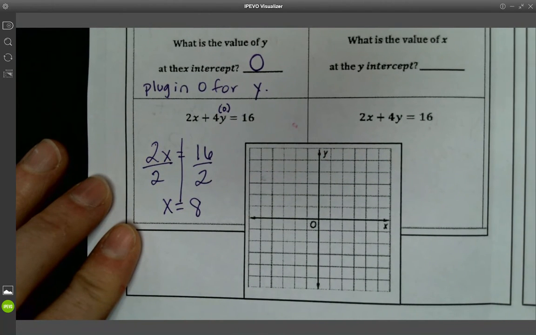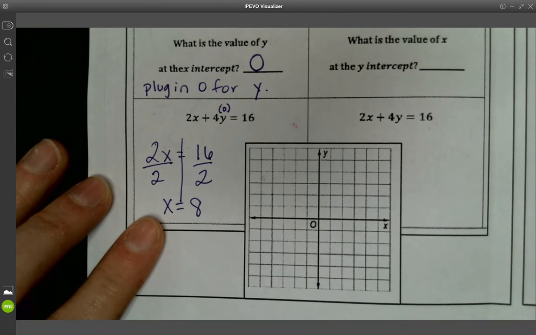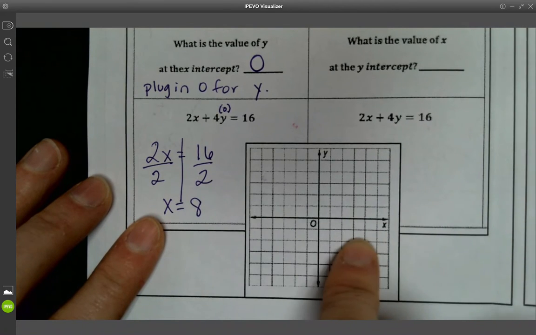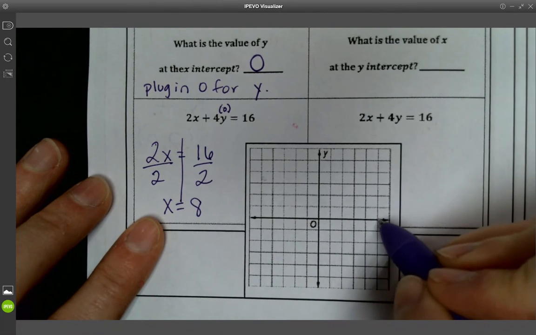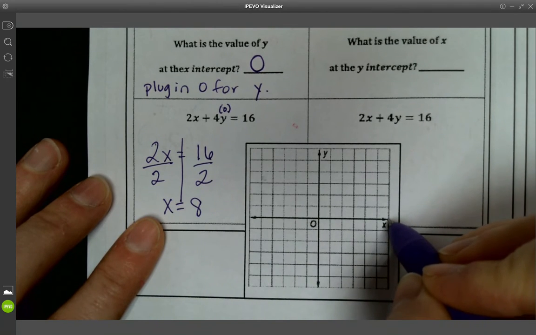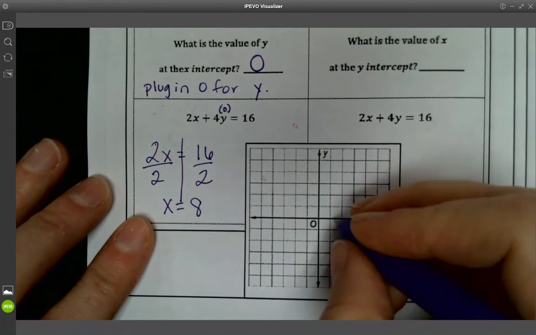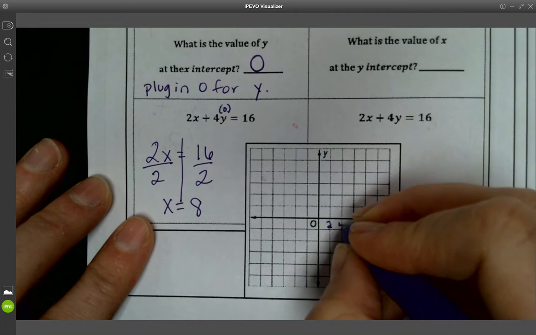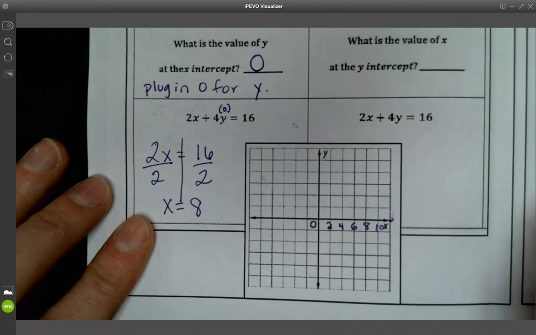So that means x is 8. So my x-intercept is at 8. So I look at my x-axis, but if I look, it goes 1, 2, 3, 4, 5, 6. So what I could actually do is count by 2s if I'd like, because it isn't already specified on here. So I'm going to do 2, 4, 6, 8, 10.